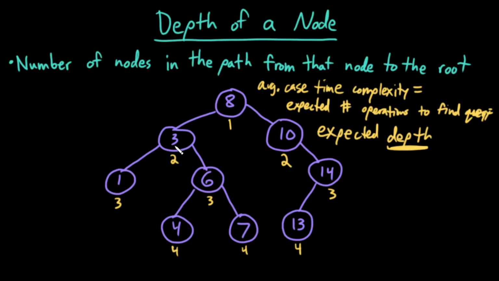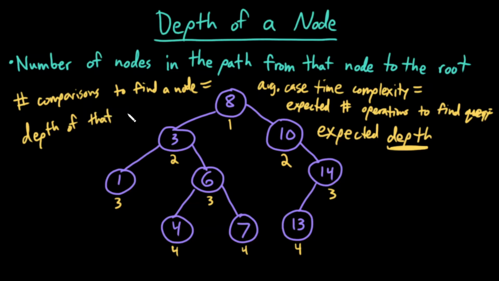Let's say I was looking for the number 13. 13 is greater than 8. That's one comparison. 13 is greater than 10. That's a second comparison. 13 is less than 14. That's 3 comparisons. 13 equals 13. That's 4 comparisons, which is equal to its depth. So generally speaking, the number of comparisons to find a node is equal to the depth of that node, which is why we're able to make this jump.